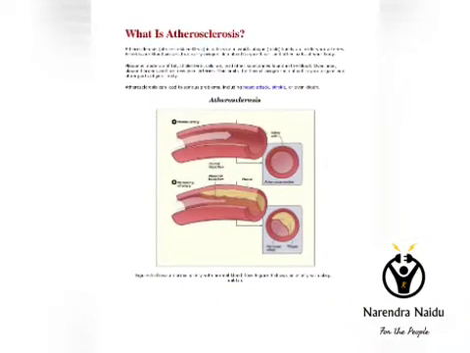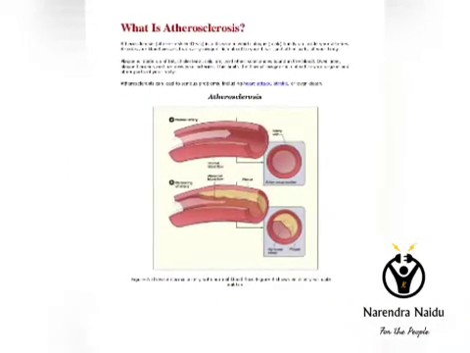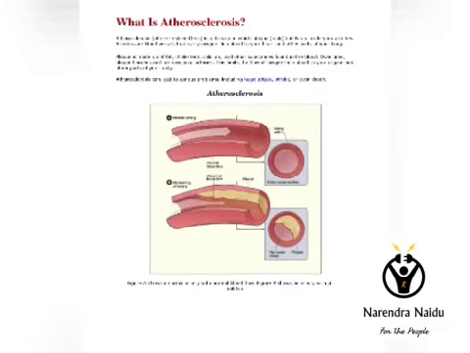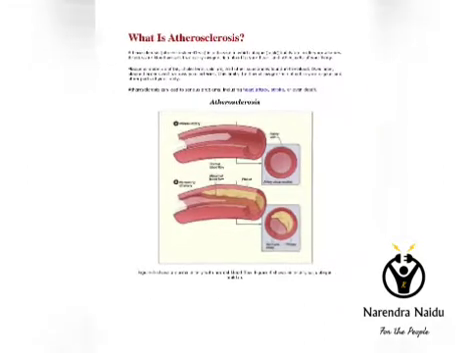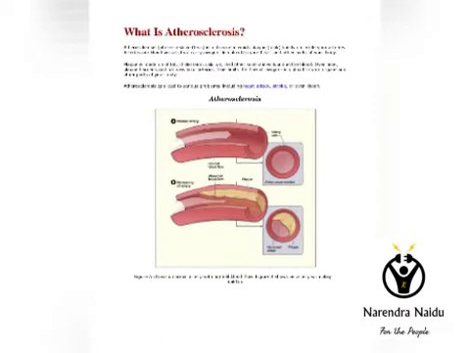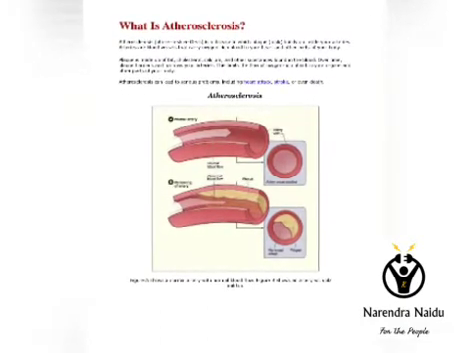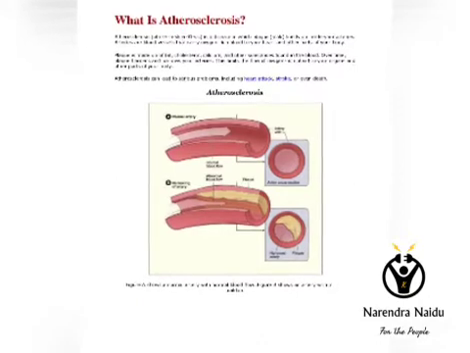And what is atherosclerosis? Atherosclerosis you know very well. It mainly occurs due to atheromatous plaque. Because of atheromatous plaque, with cholesterol and other matter obstructing the coronary artery, it leads to atherosclerosis.